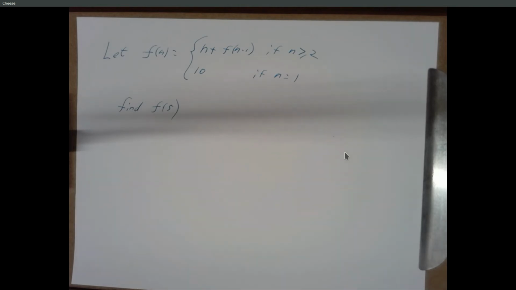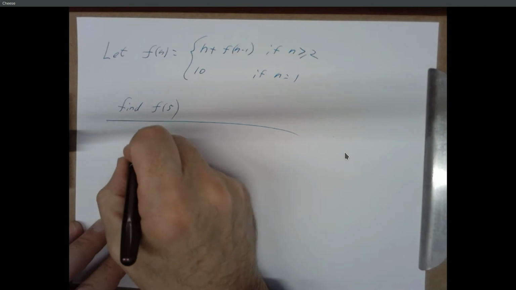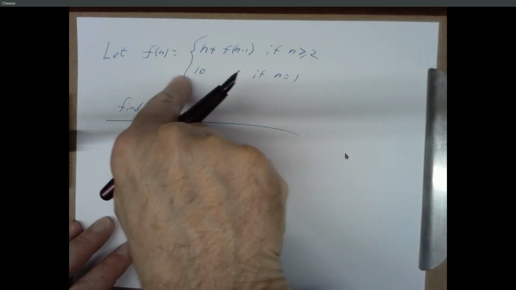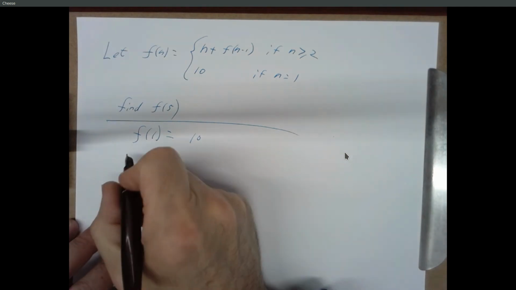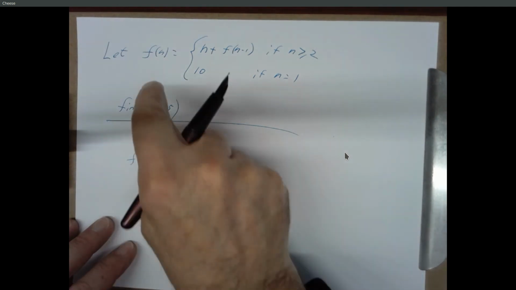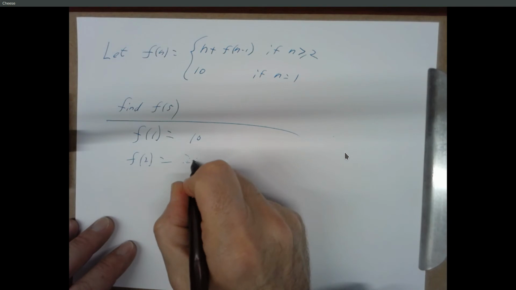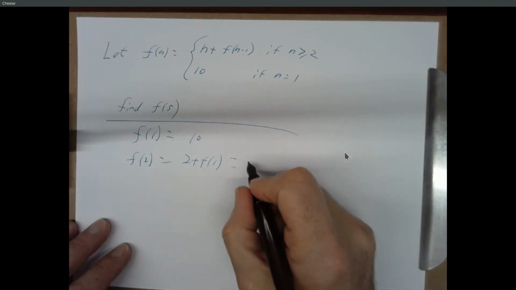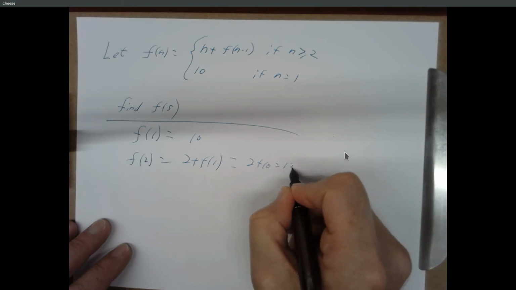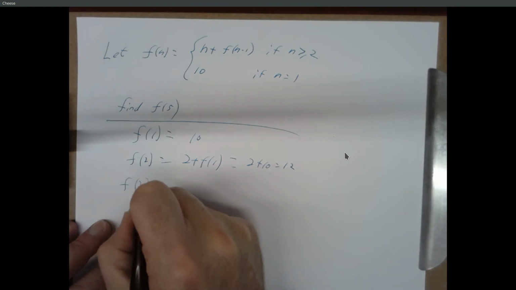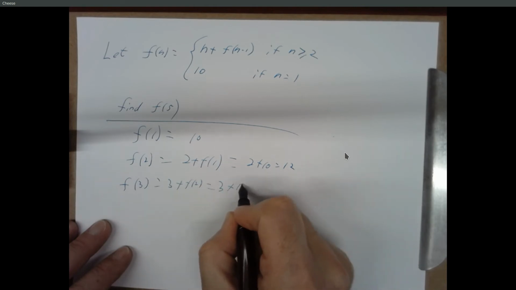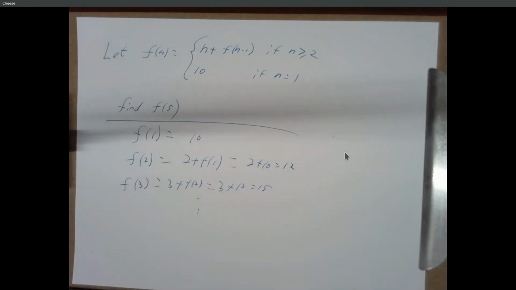But if you wanted to do this by hand, the easiest way is to go forward. Start with f of 1. Well, we know that's 10 because we're told f of n is 10 if n is equal to 1. And then use this definition. F of 2 should be 2 plus f of 1. And we already know what f of 1 is, so this is 2 plus 10, which is 12. F of 3 should be 3 plus f of 2, which is 3 plus 12, which is 15, and so on.